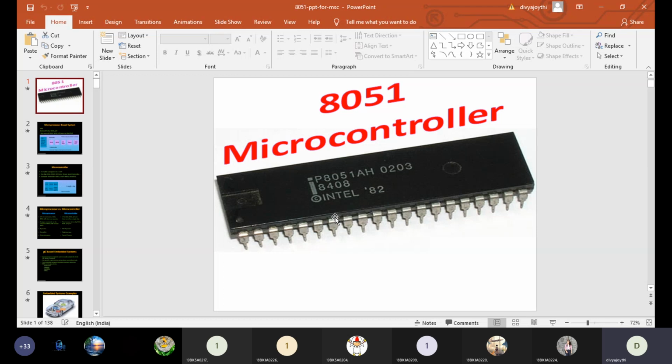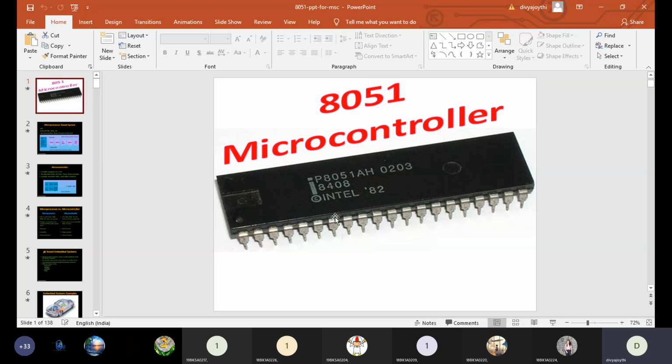ROM, read-only memory, is also known as program memory, whereas on-chip RAM, random access memory, is also known as data memory. I am repeating once again: on-chip ROM is program memory, and on-chip RAM is data memory. So what exactly are program memory and data memory? Program memory is the place where the internal or inbuilt programs are stored.